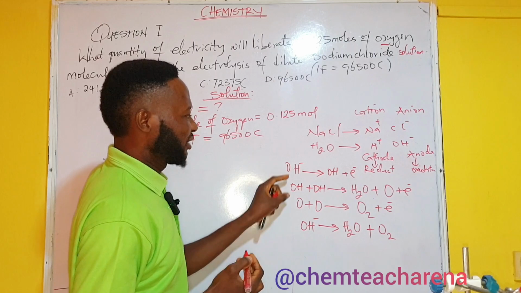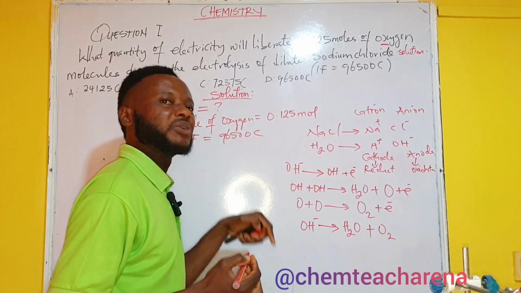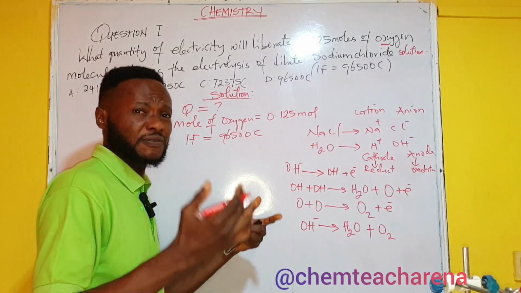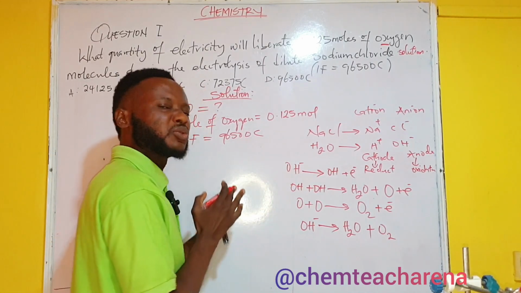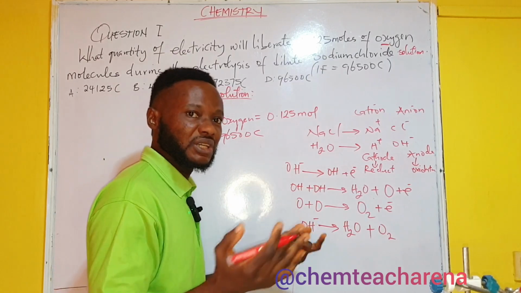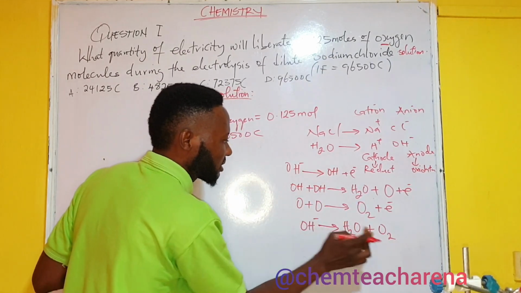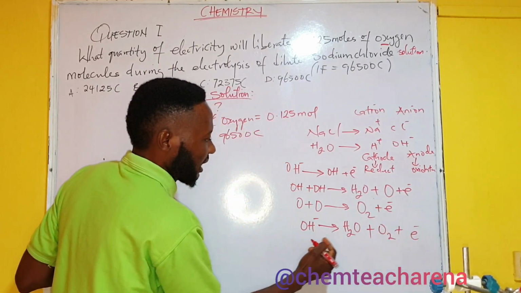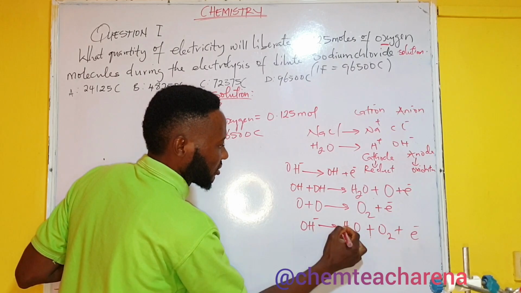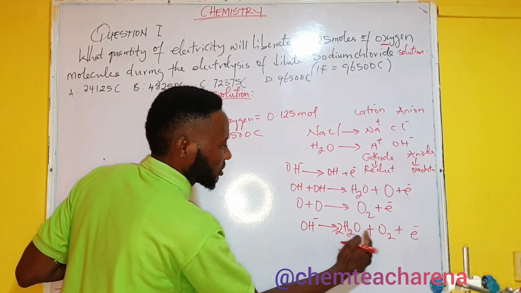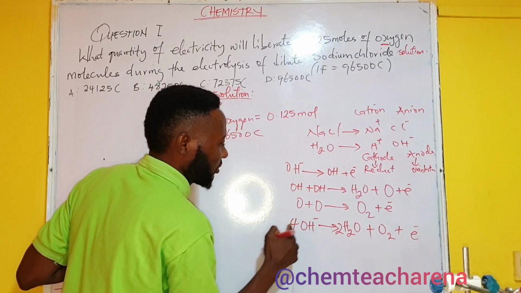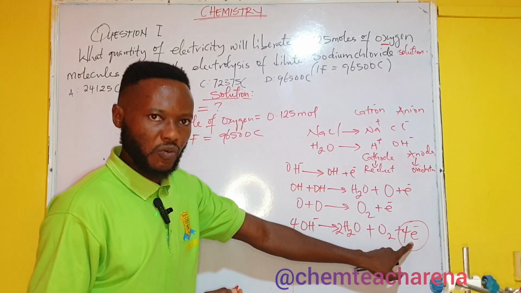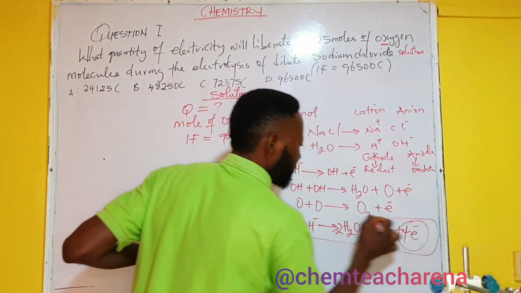If you really want to know what I'm doing here, please go and watch my video on electrolysis: electrolysis of sodium hydroxide, sodium chloride, copper 2 sulfate. I have done all of this there, the cathodic and the anodic half-cell reactions. That is what I'm just doing here. So plus my e minus, then hydrogen, oxygen is 3, 2, hydrogen is 4, oxygen is 4. Then how many molecules of oxygen will I be needing here? It is 4.